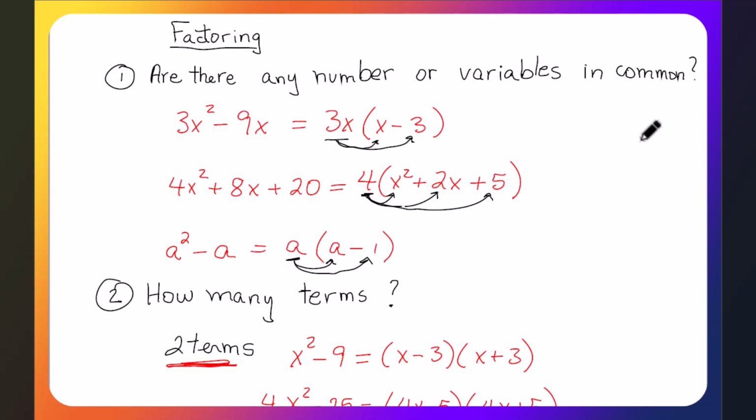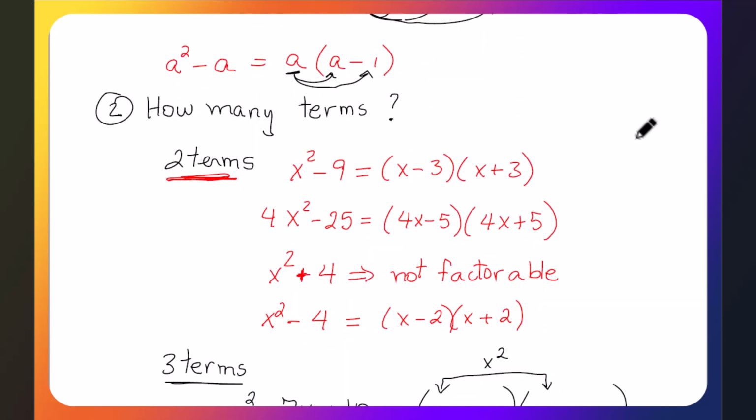All right, if there's nothing in common, then the next thing to look at is how many terms does your problem have? If it has only two terms, two terms can mean it's the difference of two squares. So x squared minus 9, well, that's an x minus 3 and an x plus 3. X times x is x squared. Minus 3 times positive 3 is a minus 9. So it's like the square root of each piece.